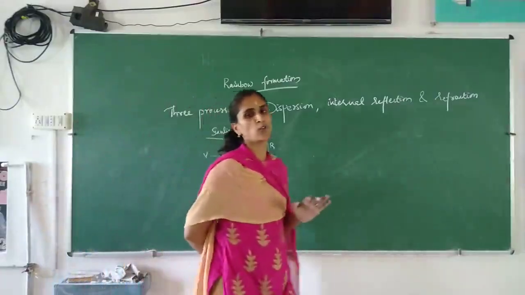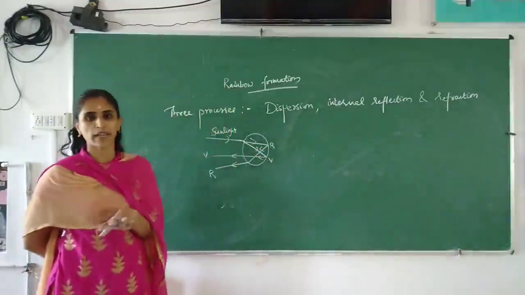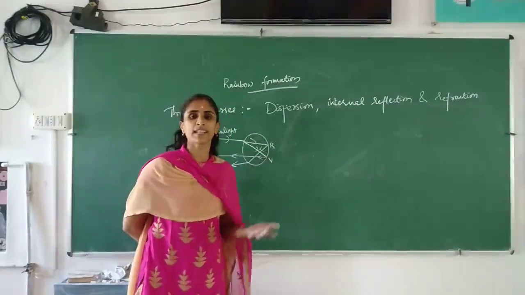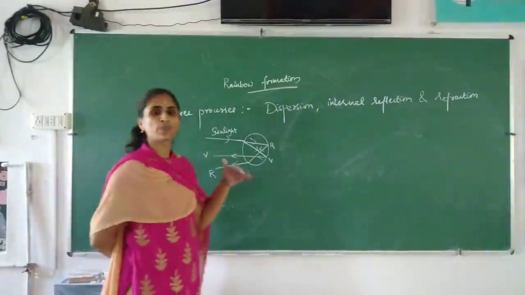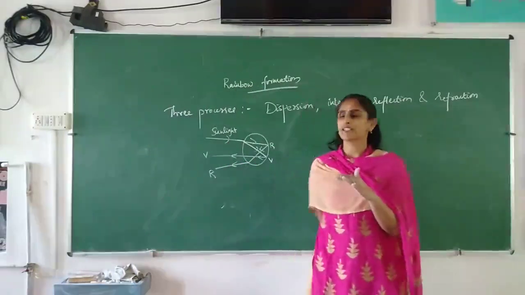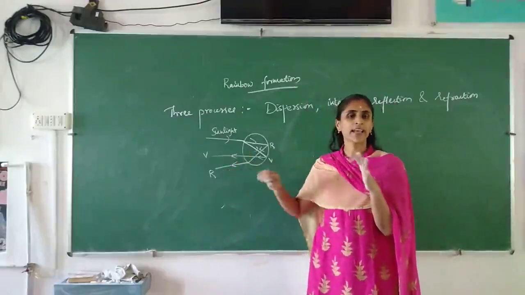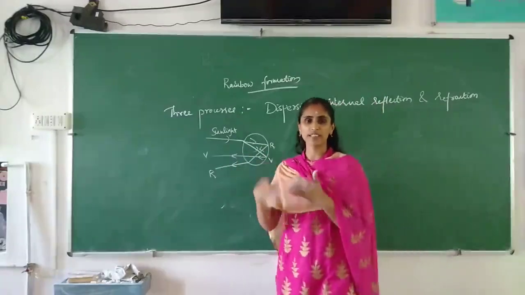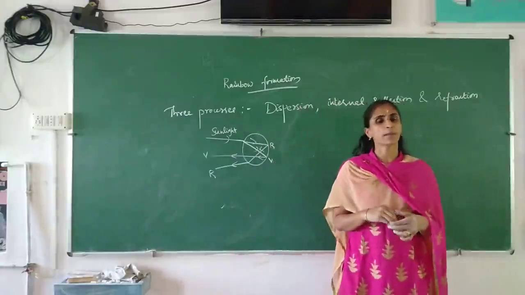This type of rainbow we call the primary rainbow. That brighter rainbow which is seen inside is known as the primary rainbow. And one more rainbow you can see, a fainter rainbow, that we call the secondary rainbow. One more internal reflection is there, because of which the colors will be reversed. In the primary rainbow only one internal reflection is there, so we see violet and red like that. But in the secondary rainbow there is one more internal reflection, because of which the colors are reversed and it is fainter in comparison with the primary rainbow.